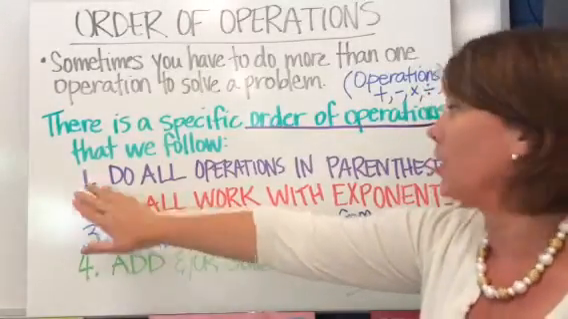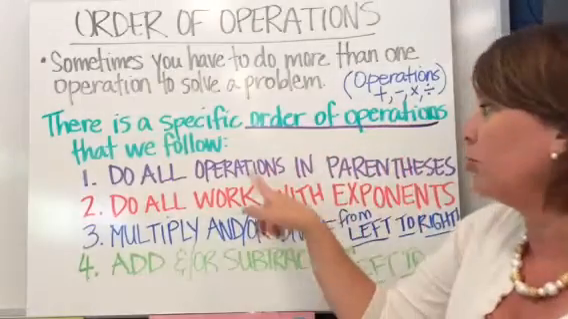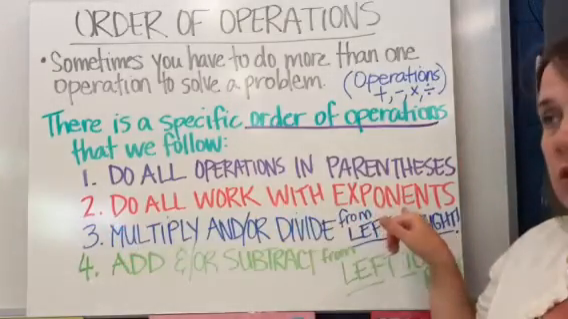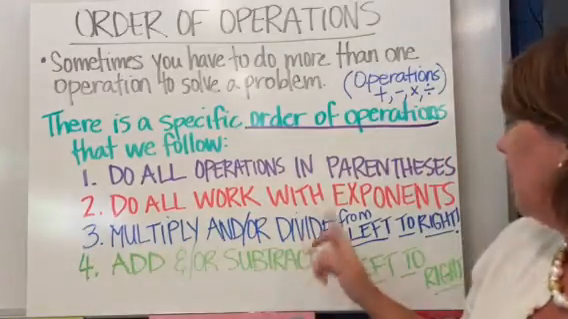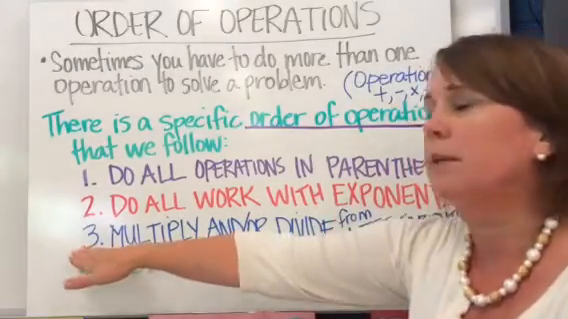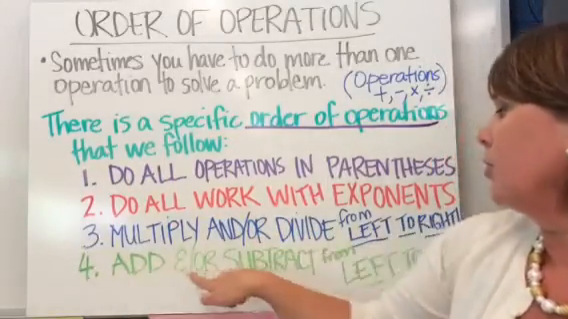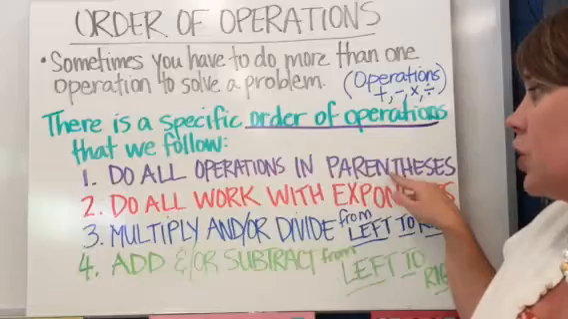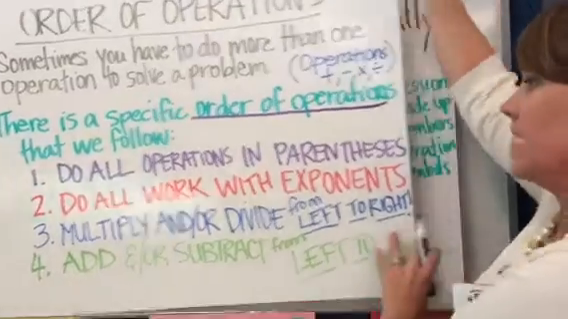The first thing you do is all operations that are in parentheses. Now remember, parentheses are grouping symbols, and I'll show you some on the next board. The second thing you do is all work that has exponents. The third thing you do is you multiply and or you divide from left to right. That's really, really important because multiplication and division are equally important. So you always just go from left to right. And lastly, you do add and or subtract, again, from left to right. So the order of operations are parentheses first, exponents second, multiply or divide third, and add or subtract last.